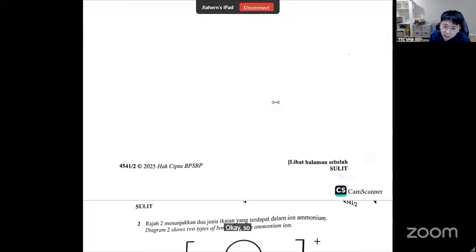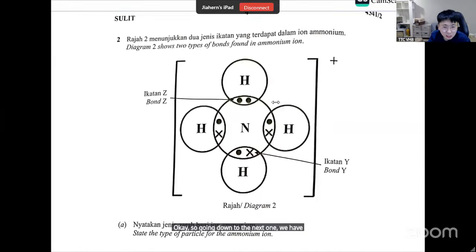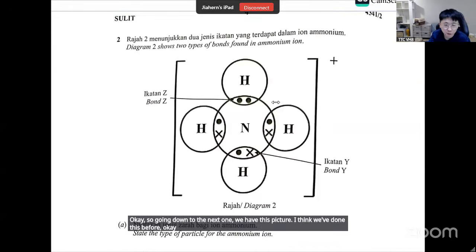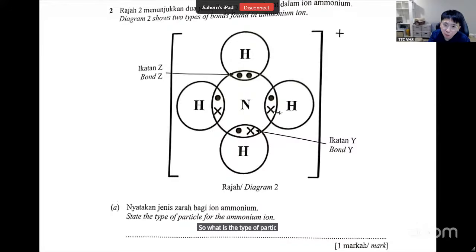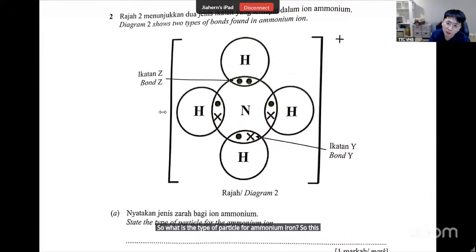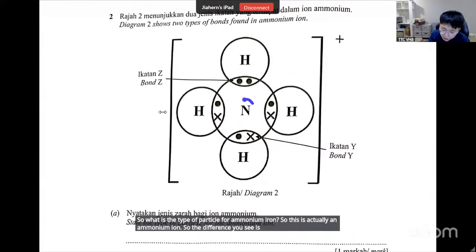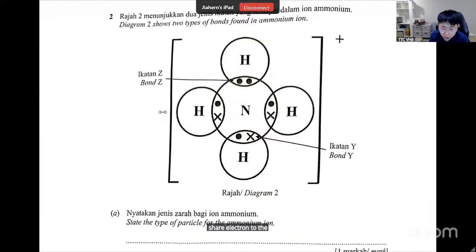Going down to the next one, we have this picture. I think we've done this before, very long ago, for those who took booster. This one is similar. What is the type of particle for the ammonium ion? This is actually an ammonium ion. The difference you see is the N shares electrons, the two dots, with the H. And then you also have dot and cross.